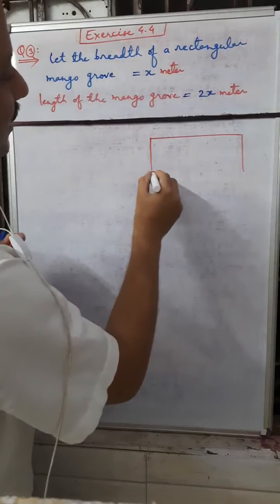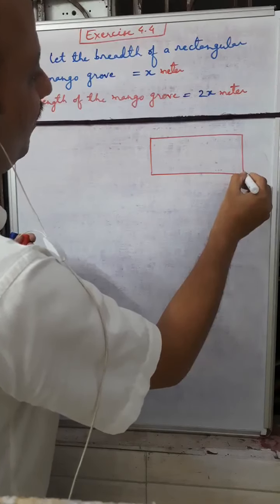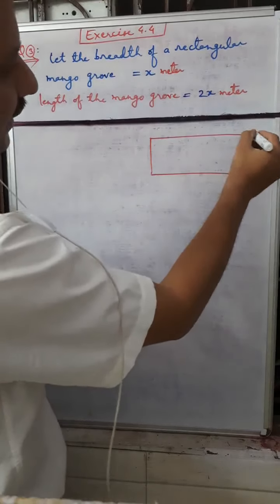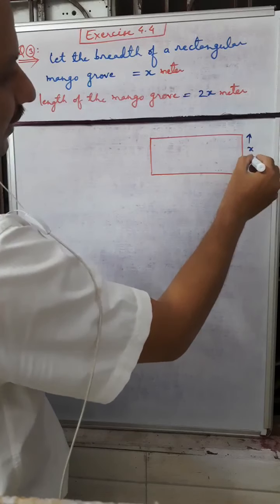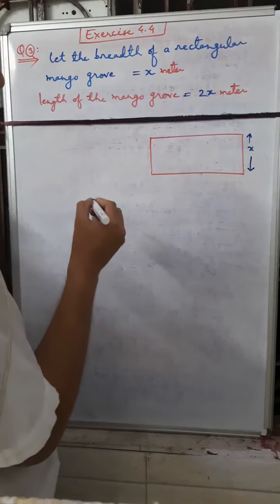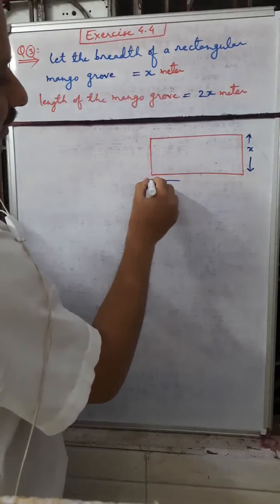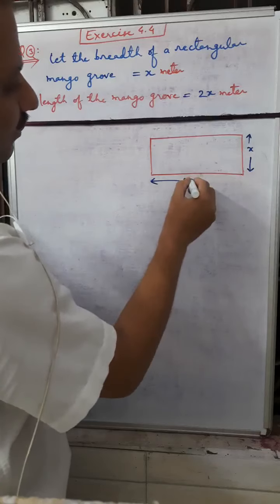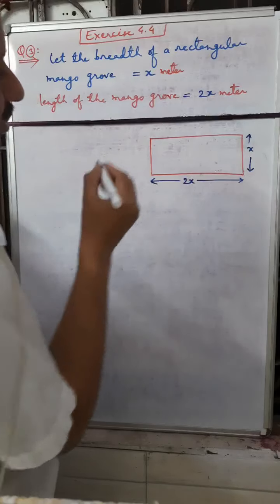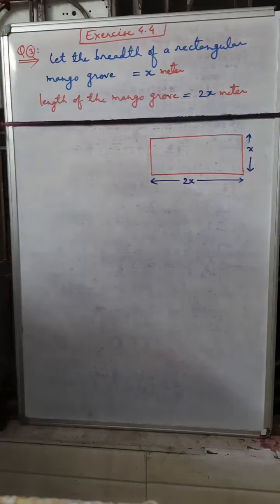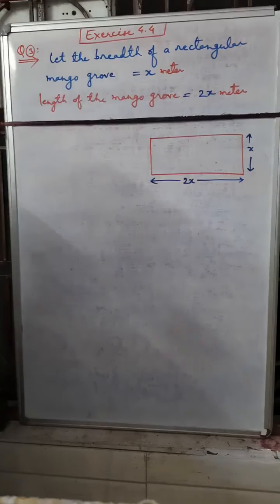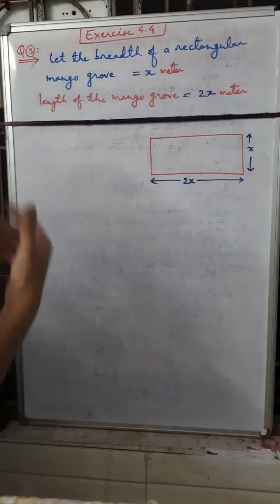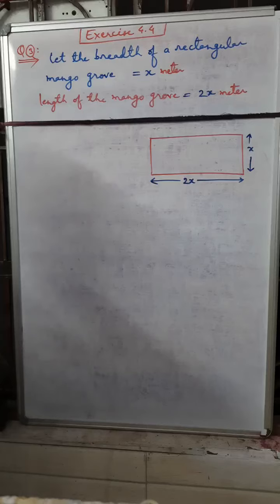एक आम का बगीचा, रेक्टेंगुलर आम का एक बगीचा है. So you know very well about the rectangle. Let the breadth of the rectangular mango grove be x, and the length is given twice its breadth, that means 2 times its breadth. So length is 2x and breadth is equal to x. So we have assumed, let the breadth of the rectangular mango grove be x meter, and the length of the mango grove be 2x meter.